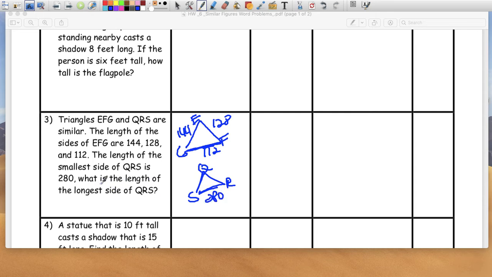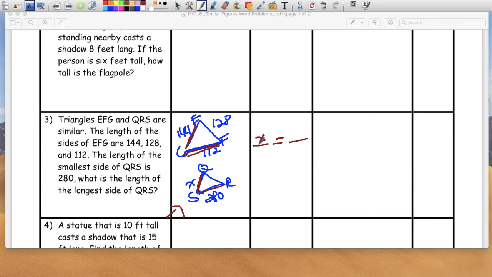What's the length of the longest side of QRS? We're looking for this. So the two measurements we want to look at are this and this. So let's set up our proportion. Let's use this small triangle over here. Okay, let's do this one first.